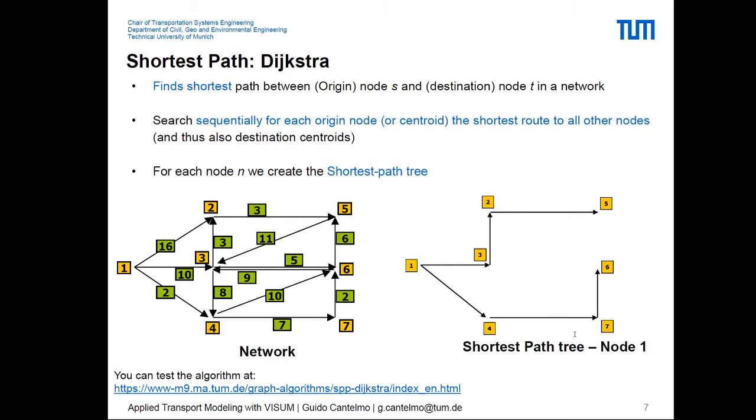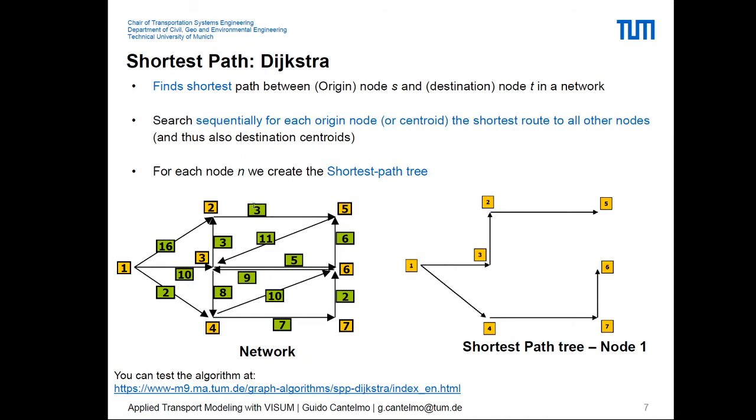And thanks to Dijkstra, we can build what we call the shortest path tree, which means that the paths that you can see here that connect node 1 to all the other nodes in the network are the fastest or the shortest paths. What is the shortest path? It means that, for instance, if you want to travel from 1 to 5 and you use this route, your total cost will be 10 plus 3 plus 3 equals 16.